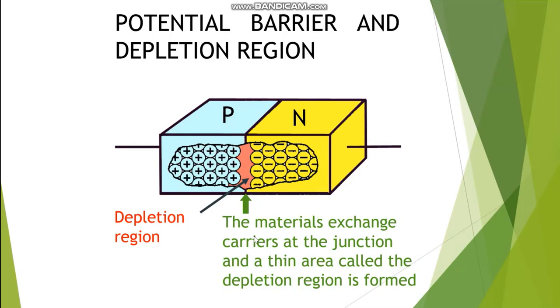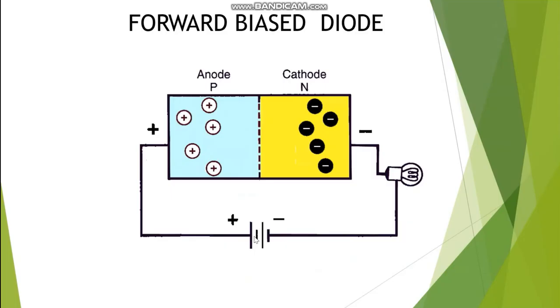You get this barrier potential of voltage, and you have to overcome that value of barrier before the diode will start to conduct. Now, why is this important? Every diode, whether it be a rectifying diode or a light emitting diode, has a barrier potential. And that is a value that you must deduct from your calculations to get a correct answer when you're calculating a rectified DC wave. The materials exchange carriers at the junction, and a thin area called the depletion region is formed.